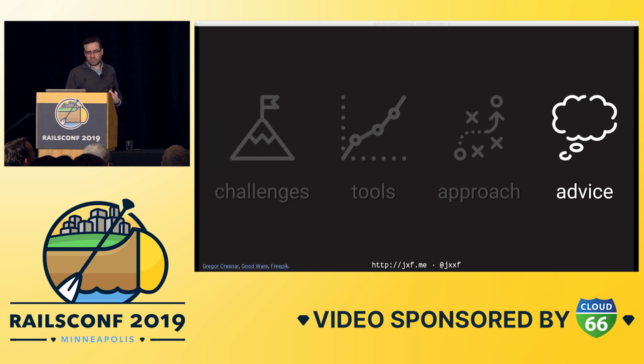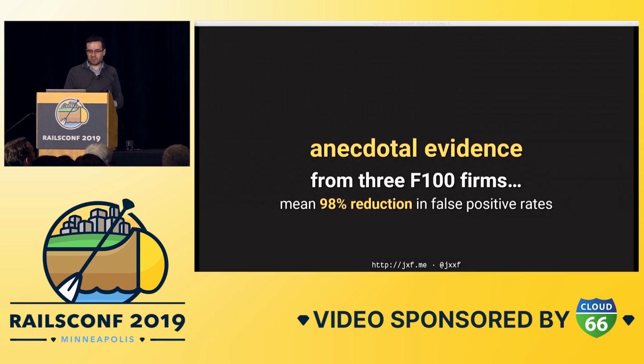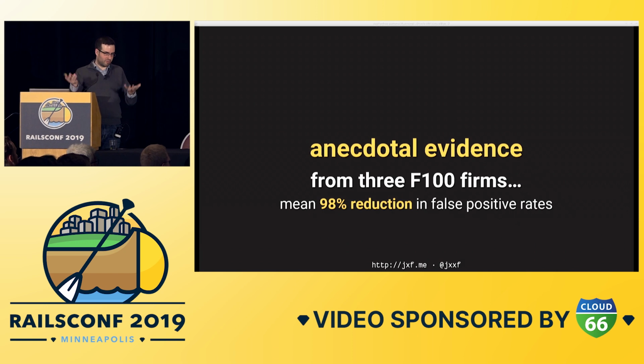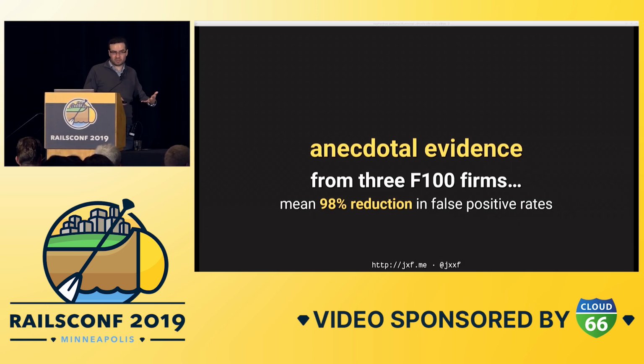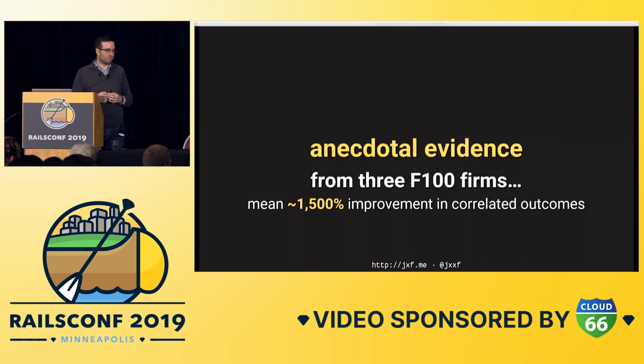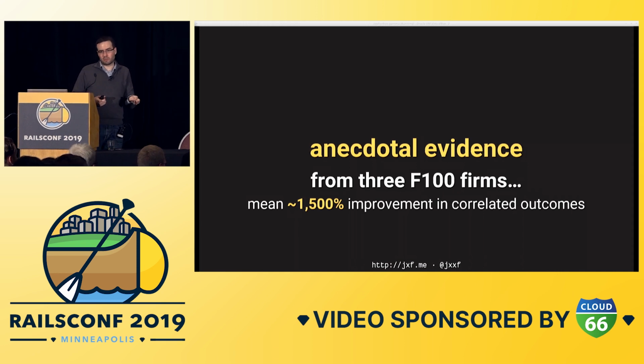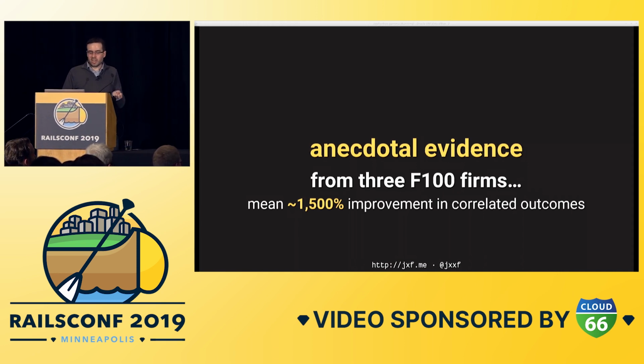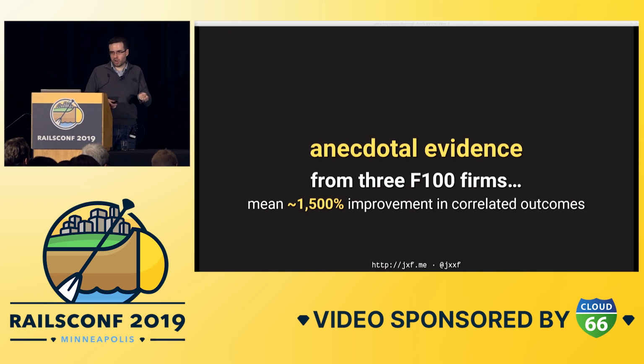So if I could leave you with just some advice in the form of anecdotal evidence from 3 Fortune 100 firms out of that data set that I talked about before that have applied this strategy to not just their Rails application portfolio, but to the broader swath of their portfolio. They saw a mean 98% reduction in false positive rates for applications that are using that strategy. They saw a mean 1,500% improvement in correlated outcomes, meaning that when they get a PagerDuty alert, it's actually about something important. It's actually about an SLO being violated, not, whoops, Alice or Bob set an alert on that thing. It doesn't really matter, and now everyone's getting paged about it.